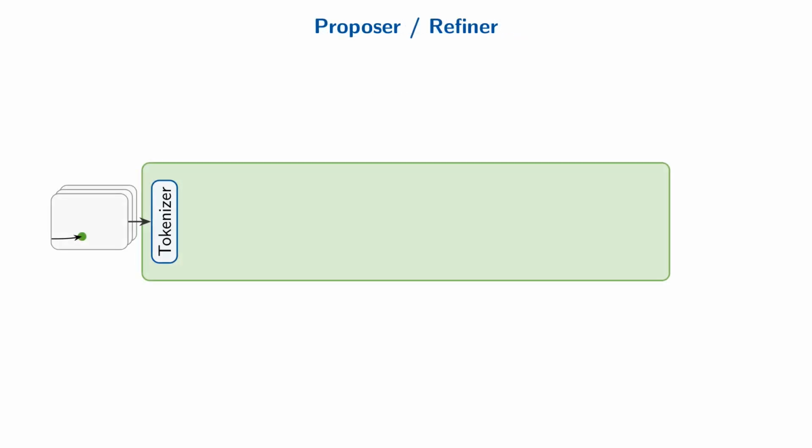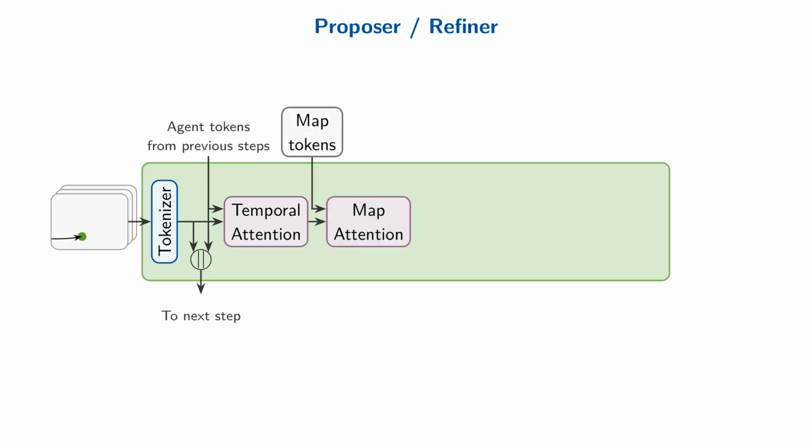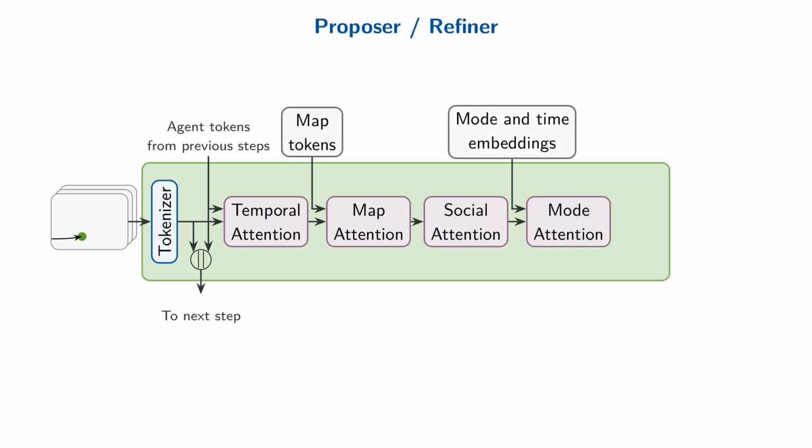The previous subtrajectory is encoded with a tokenizer. Temporal attention attends to historic tokens, which are also passed to the next time step. Map attention gathers information from the map tokens from the map encoder. Social attention allows the network to see the neighboring agents. Finally, mode attention enables communication between the different modes, as we are predicting multiple trajectories for each agent.